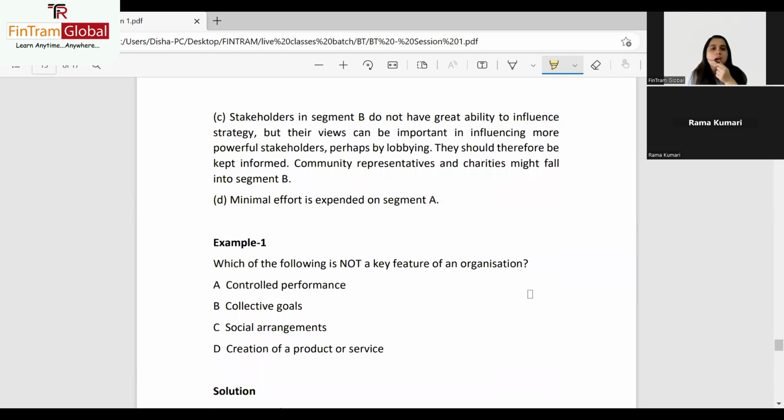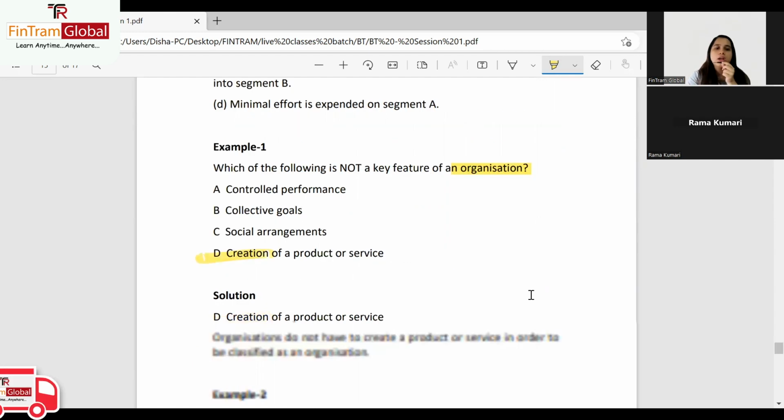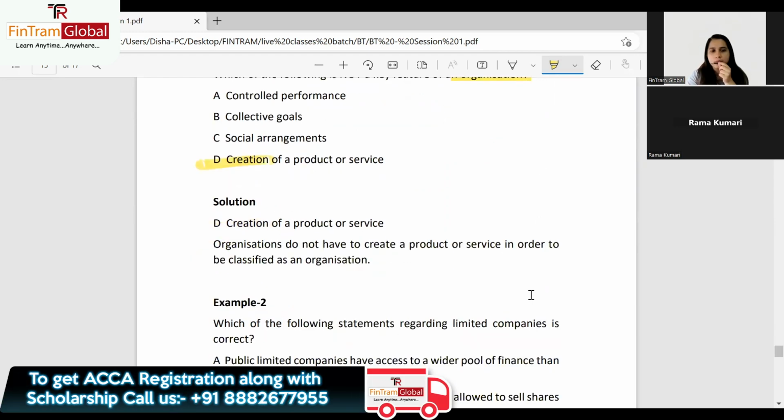Example 1: Which of the following is not a key feature of an organization? Any idea, Rama? Take a guess. Yes, ma'am. The answer will be D. Yes, because we have studied in the definition that organizations are a social arrangement for the controlled performance of collective goals. So the right answer would be D.